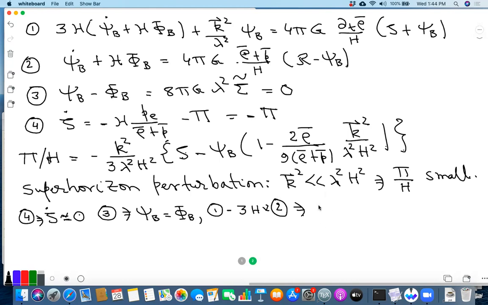So this says that 4 pi g cancels, this h cancels. So del t rho bar times zeta plus psi b is 3h times rho bar plus p bar times r minus psi b. Is this clear? Are there questions?